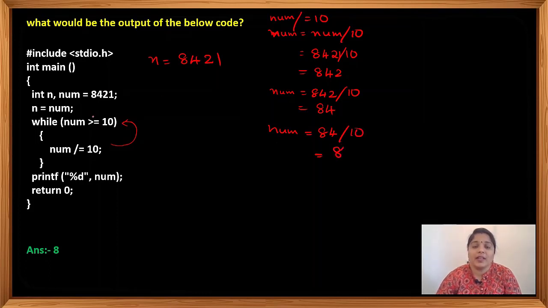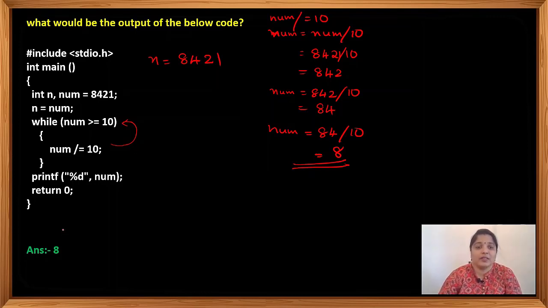Now it is checking whether 8 is greater than or equal to 10. Is 8 greater than or equal to 10? No, 8 is not greater than 10. 8 is less than 10. So, it comes out of the loop and prints num. What is the value of num now? Num is now 8. So, 8 will be printed.